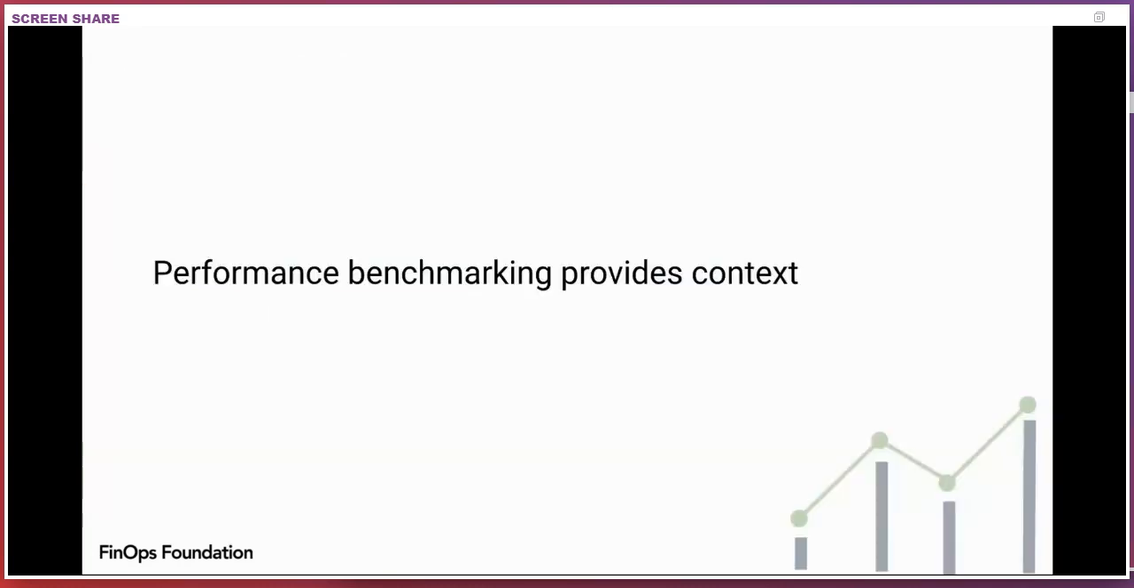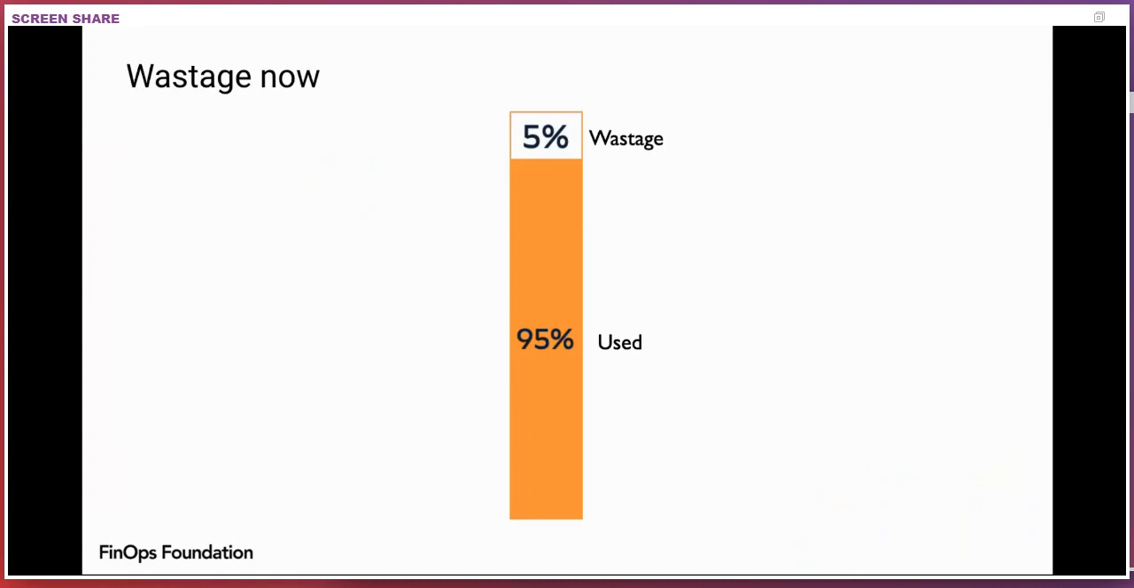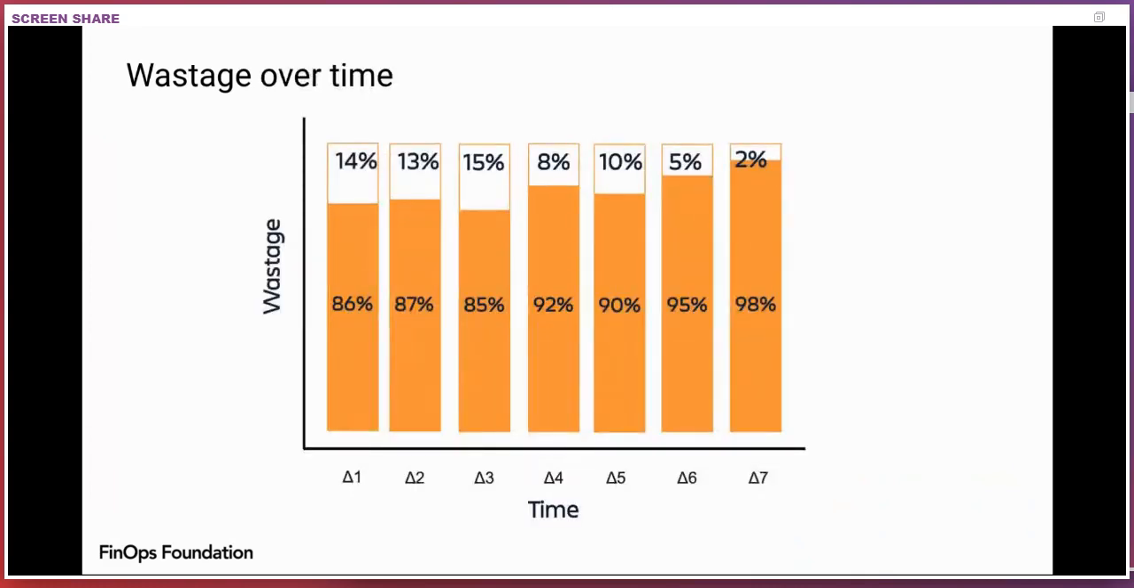Another principle of the FinOps Foundation is performance benchmarking is providing our context. If we take the wastage, first we can look at how much in recommendations, like dollars in spend, we have on resources that we could probably avoid paying for, and put that in context of how much we are spending on cloud. That gives us a bit of a feel for how much we're wasting. But really, we want to look at what this looks like over time. Are we getting better over time with wastage or are we getting worse?